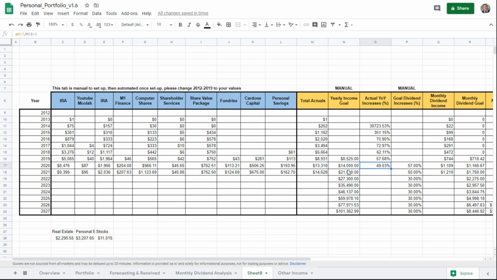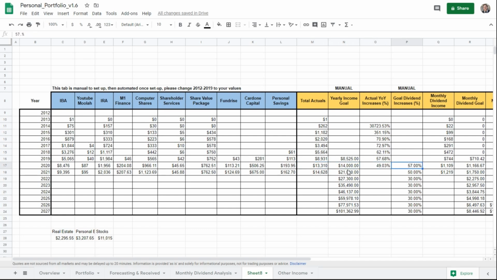That doesn't include any additional capital contributions. That's just the stocks that we have in the portfolio at the moment. So right now we're looking at about a 49% increase year over year, going from this $8,931 to $13,310, if we're able to not get any more dividend cuts and not increase any capital contributions to the portfolio.